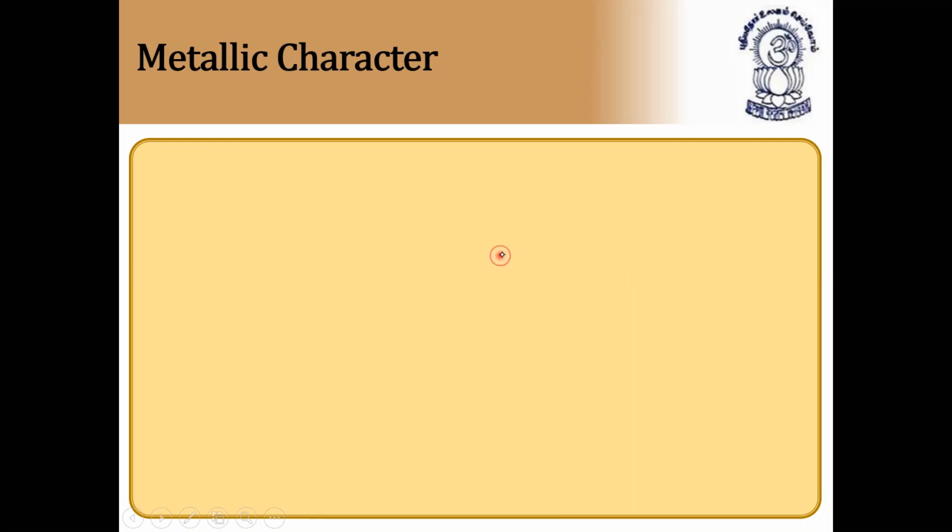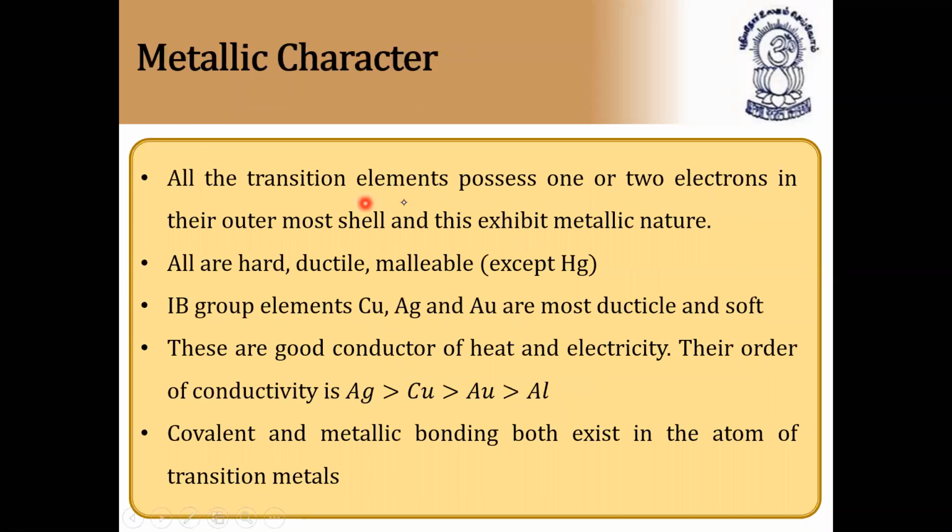Next, we have metallic character. All the transition elements possess 1 or 2 electrons in the outermost shell, and these exhibit metallic nature. As I already told you, all the transition elements are metals in nature. All are hard, ductile, and malleable except mercury, because mercury is liquid at room temperature. So that's why it is less hard, ductile, and malleable.